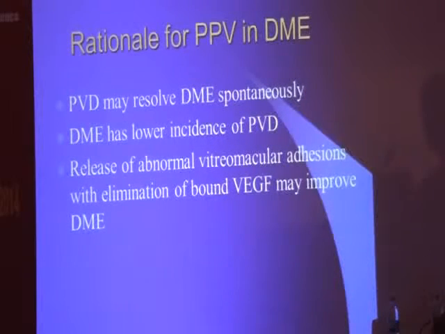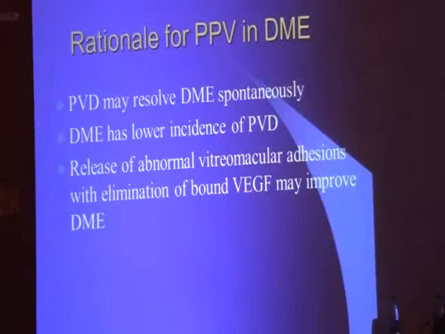How this whole business of partial vitrectomy for DME came about: there have been a lot of studies showing that PVD may resolve DME spontaneously, and this has been seen. A lower incidence of DME is always seen when PVD is present. We also find many DME cases having vitreoretinal adhesions and an incomplete sort of PVD. So release of the abnormal vitreomacular adhesion, with elimination of maybe trapped VEGF, may improve DME once we do pars plana vitrectomy.